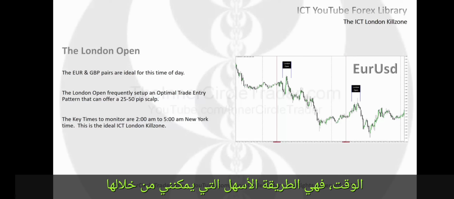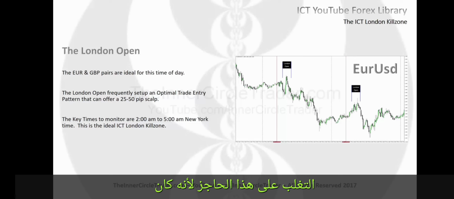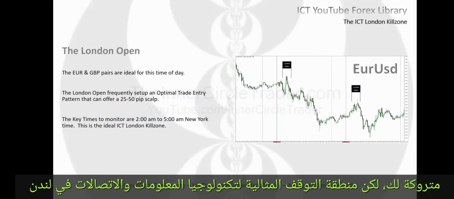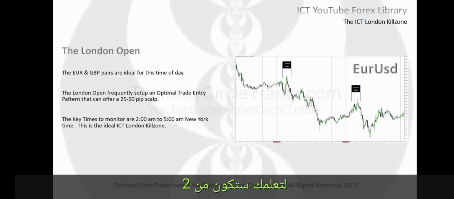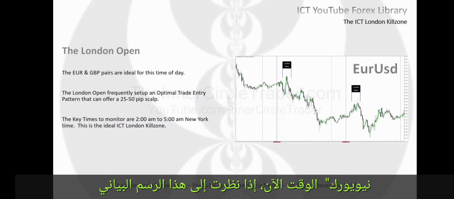It's the easiest way I can overcome that barrier, because it's been a point of confusion many times, because I don't know where you are globally, and you're all in different locations of the globe. I don't know what the translation is going to be in terms of time, so the conversions are going to be up to you. But the ideal ICT London kill zone for your learning is going to be 2 a.m. to 5 a.m. and it's relative to New York time.